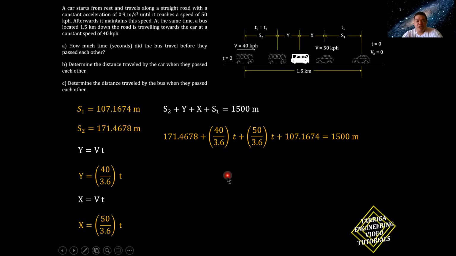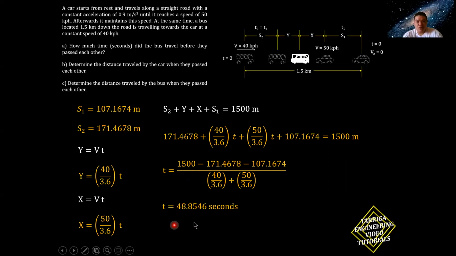So if you will use algebra to transpose that one and you divide yung velocities, you can have time is equal to 48.8546 seconds. Okay? I repeat, this would be the time by which yung bus nag-travel ng Y distance papunta rito, and the car traveled from here to there at an X distance. Okay, so hindi pa ito yung sagot natin. Okay, we have to solve these questions first, no?